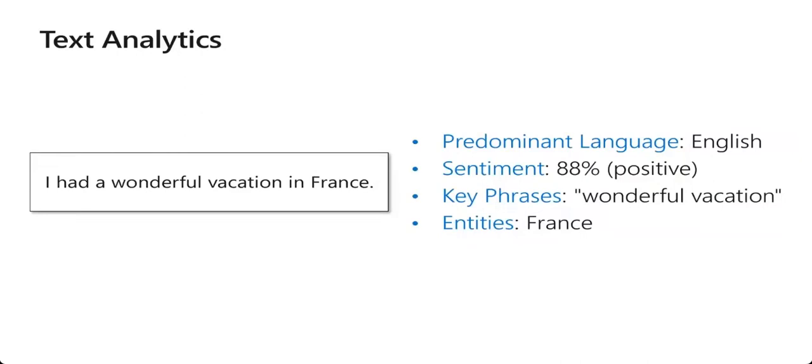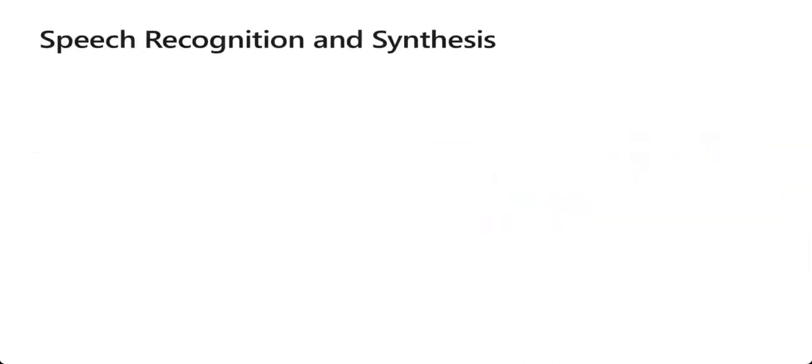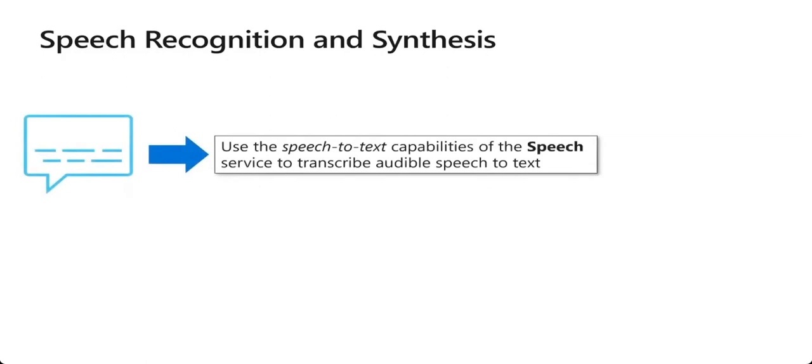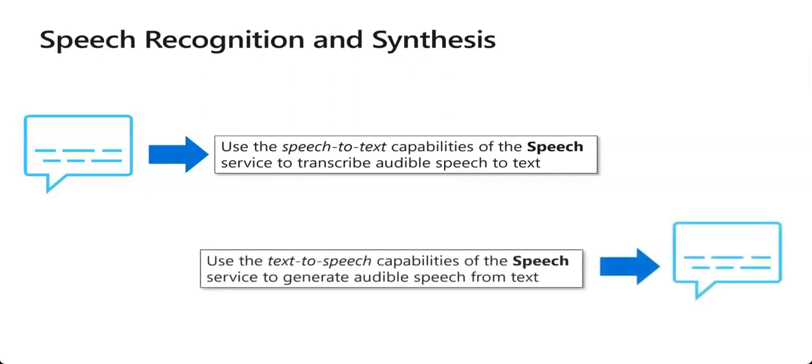Now, when we're looking at speech recognition and synthesis, it's a bit different. The speech service provides a speech-to-text API that you can use to implement text recognition functionality. And this service supports text transcription in more than 60 languages. Conversely, the text-to-speech API can synthesize audible speech from text, with the option to specify regionally appropriate voices for human-like pronunciation. That's the other option. So that's really speech recognition and synthesis.